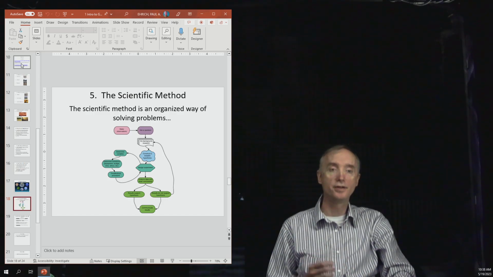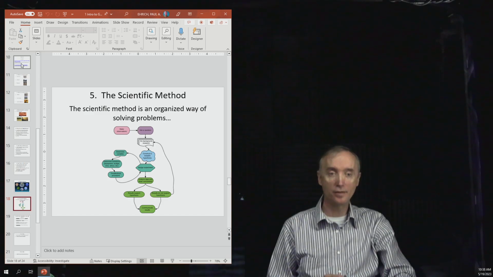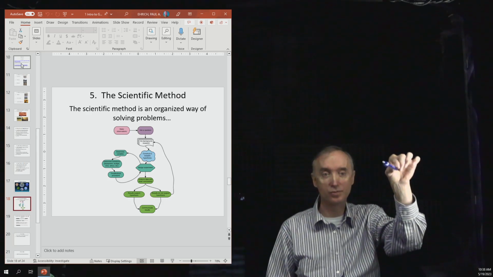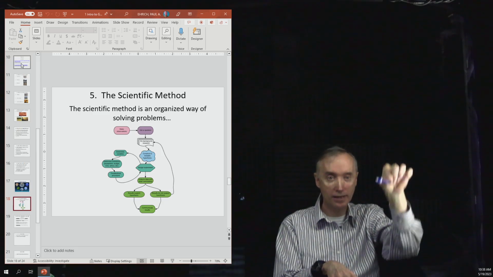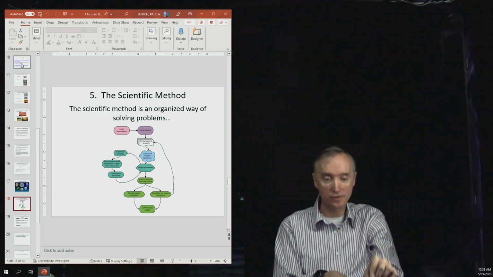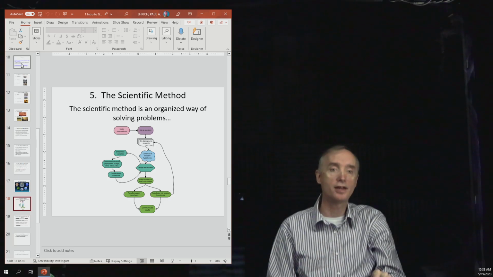Okay, then the next step is to come up with a hypothesis. So a hypothesis is going to be an answer to that question. And so I'm going to say that it's magnetism. So that the force of magnetism is going to be drawing this pencil down to the table.